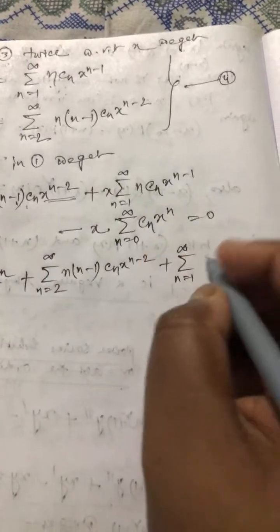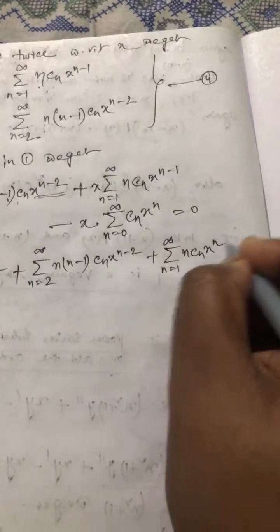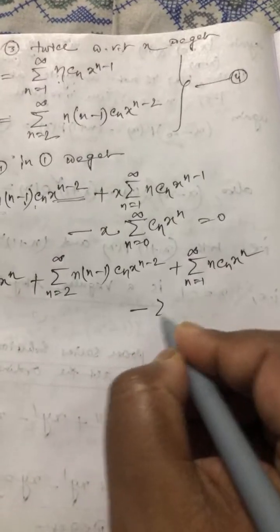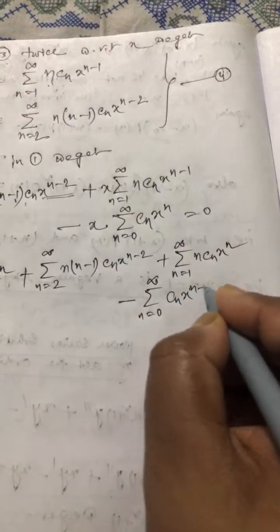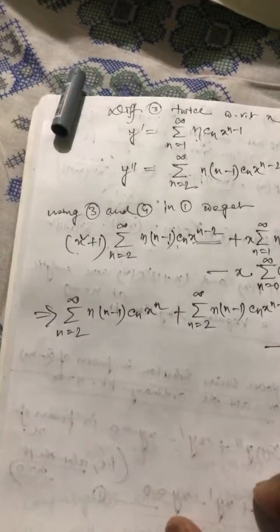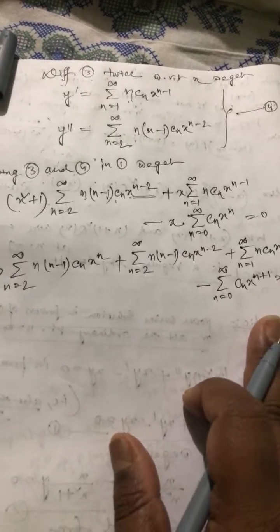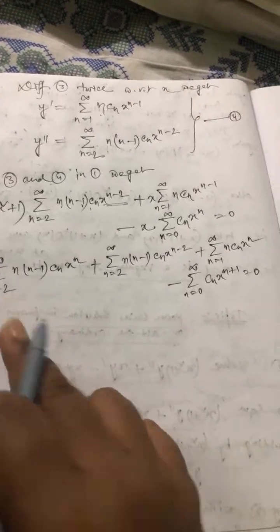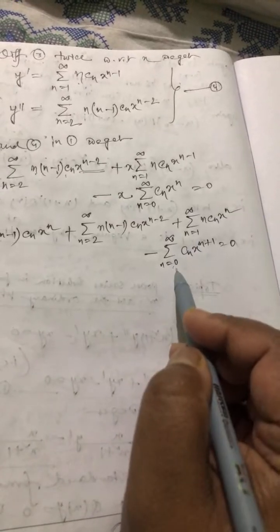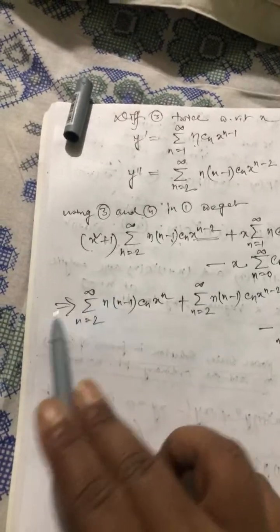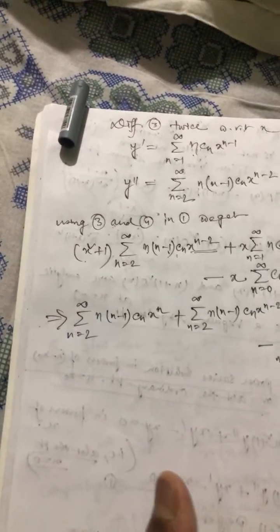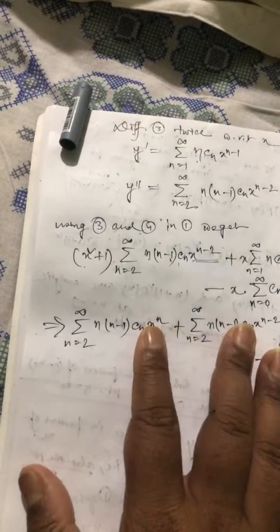N equals 1 to infinity n Cn x to the power n minus 1, minus n equals 0 to infinity Cn x to the power n plus 1. Up to this it is clear, I guess. Now here you can see we have obtained different summations: n equals 0 to infinity, n equals 1 to infinity. You have obtained different structures, and also you can see the powers are different.